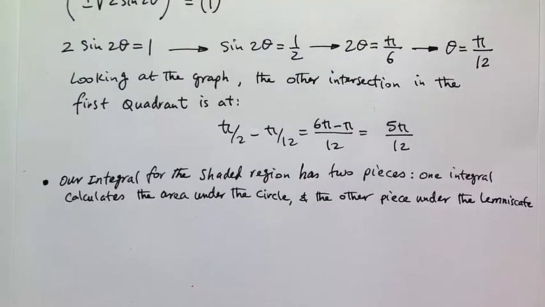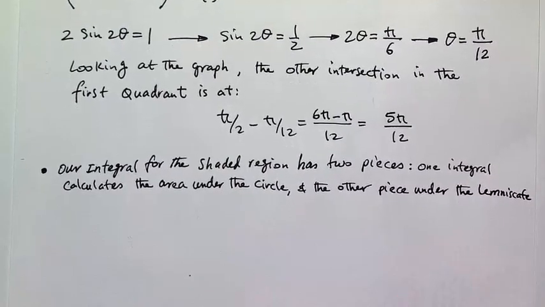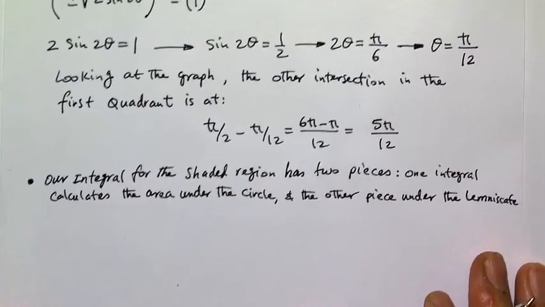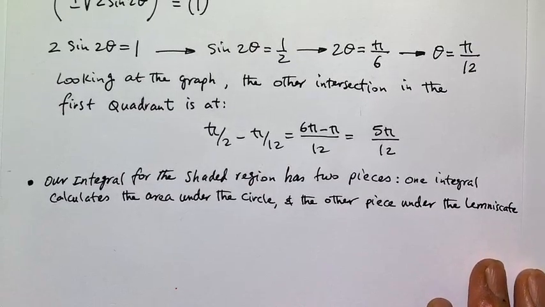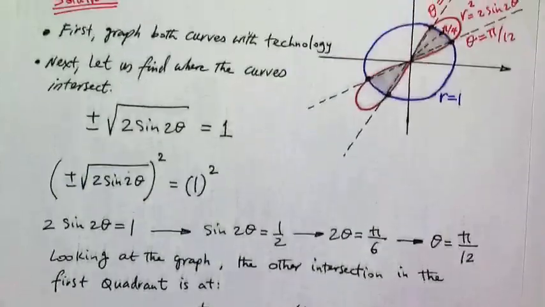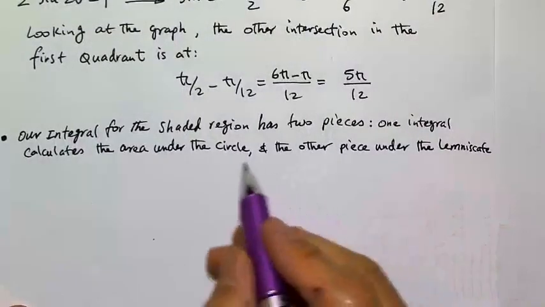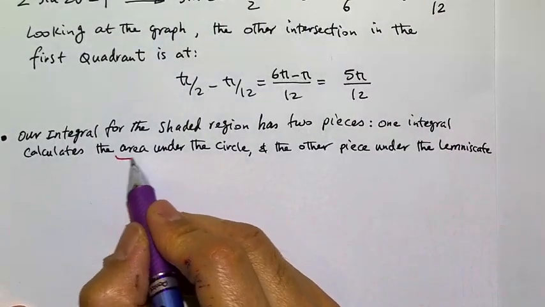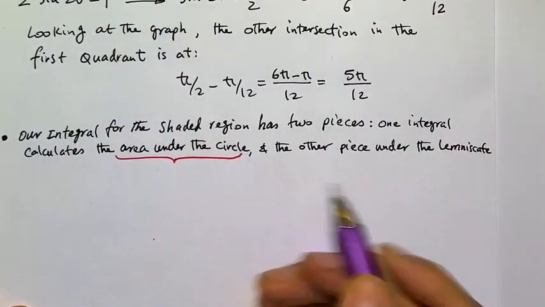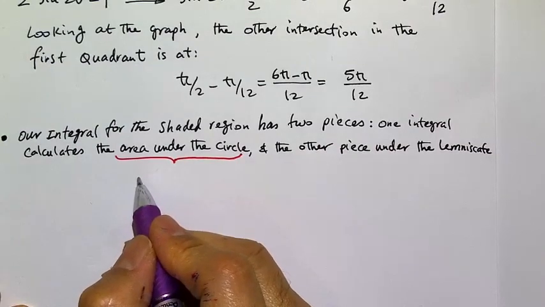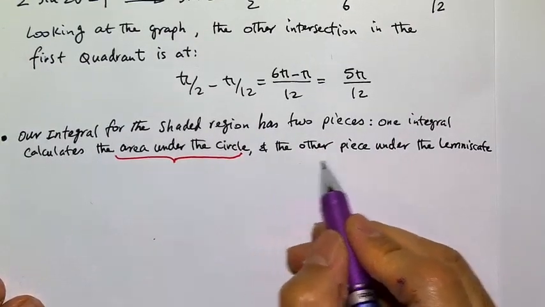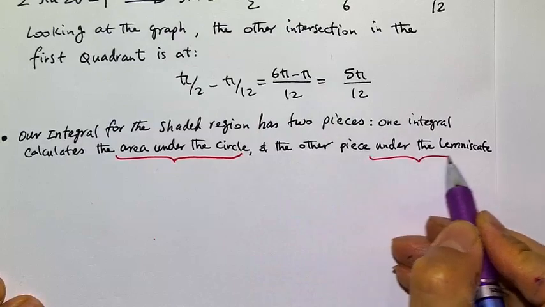I don't even know if my spelling is correct. I apologize for that if it's not. But this piece, I can't fit it, but I'll write it here. This area under the circle, that would be 4 times, and the other piece under the lemniscate.